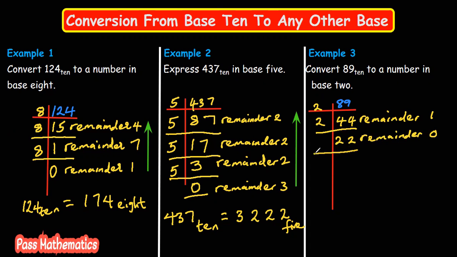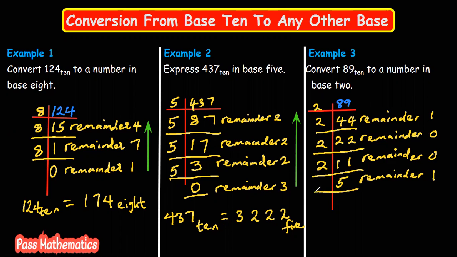So we continue. How many 2's do we have in 22? It is 11. Again, there is no remainder, so we write 0 here. We use 2 to divide 11. How many 2's do we have in 11? We should have 5, and at this time we have a remainder of 1. So we write it down. And then we divide again by 2. How many 2's do we have in 5? 2 times.